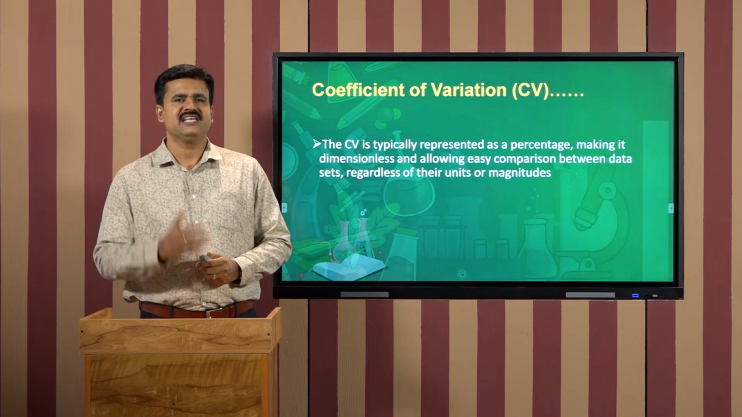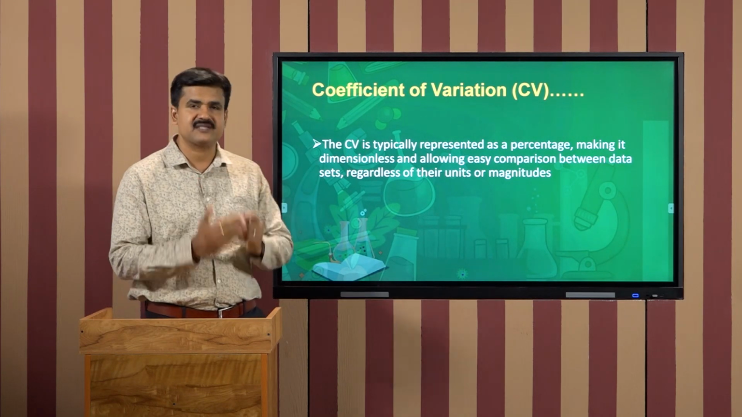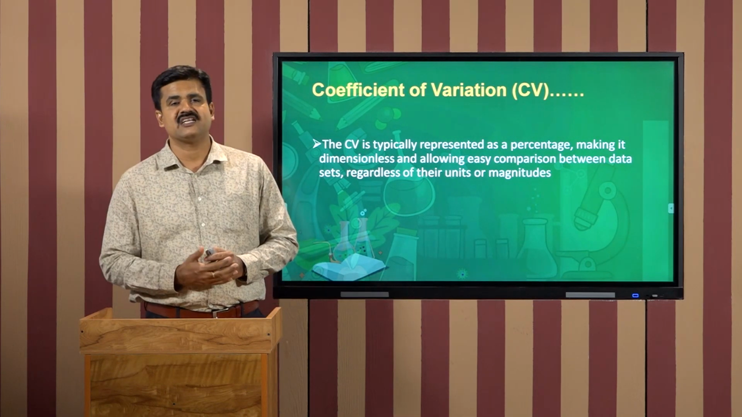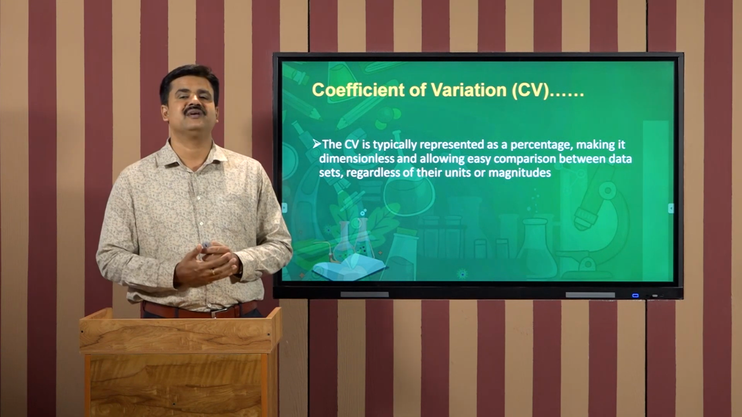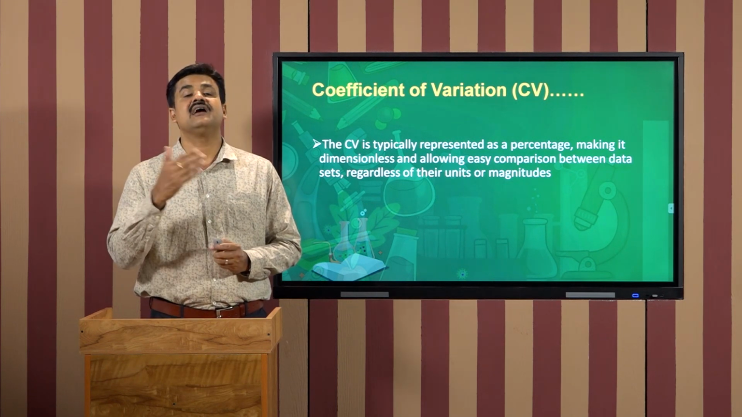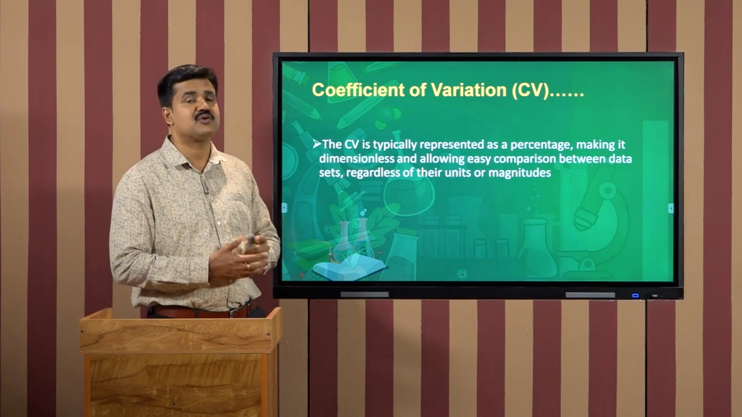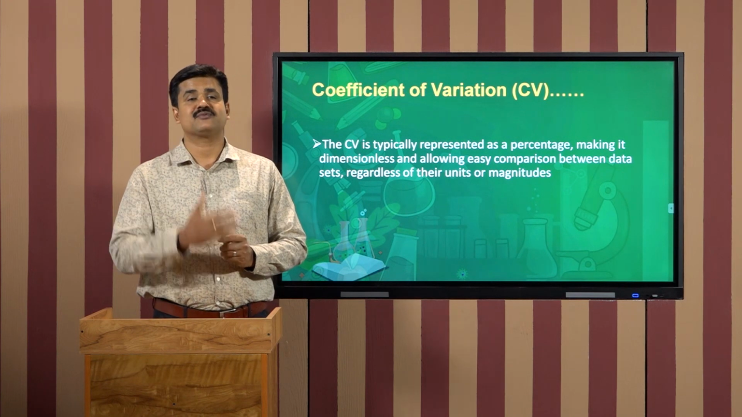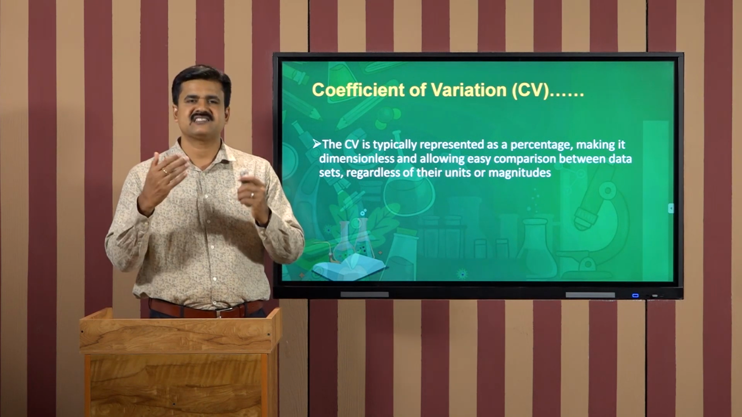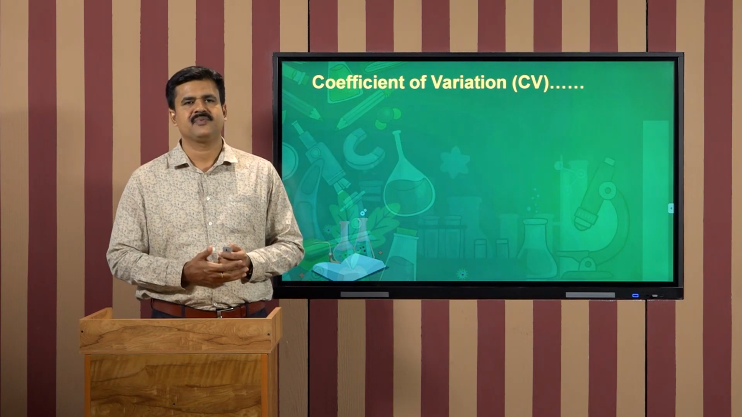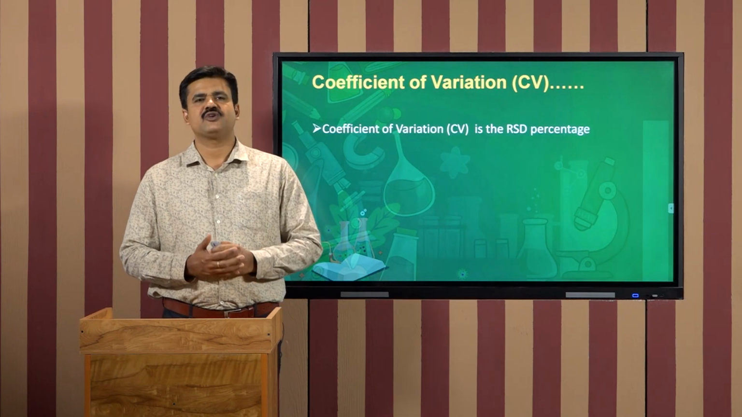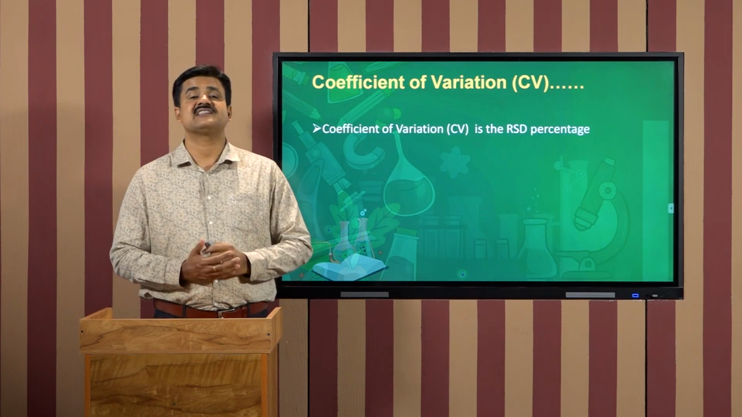The CV is typically represented as a percentage, making it dimensionless and allowing easy comparison between data sets regardless of their units or magnitude. This point is very important as far as the analytical procedure CV is concerned. It is dimensionless or unitless. Now, coefficient of variation is the RSD percentage.